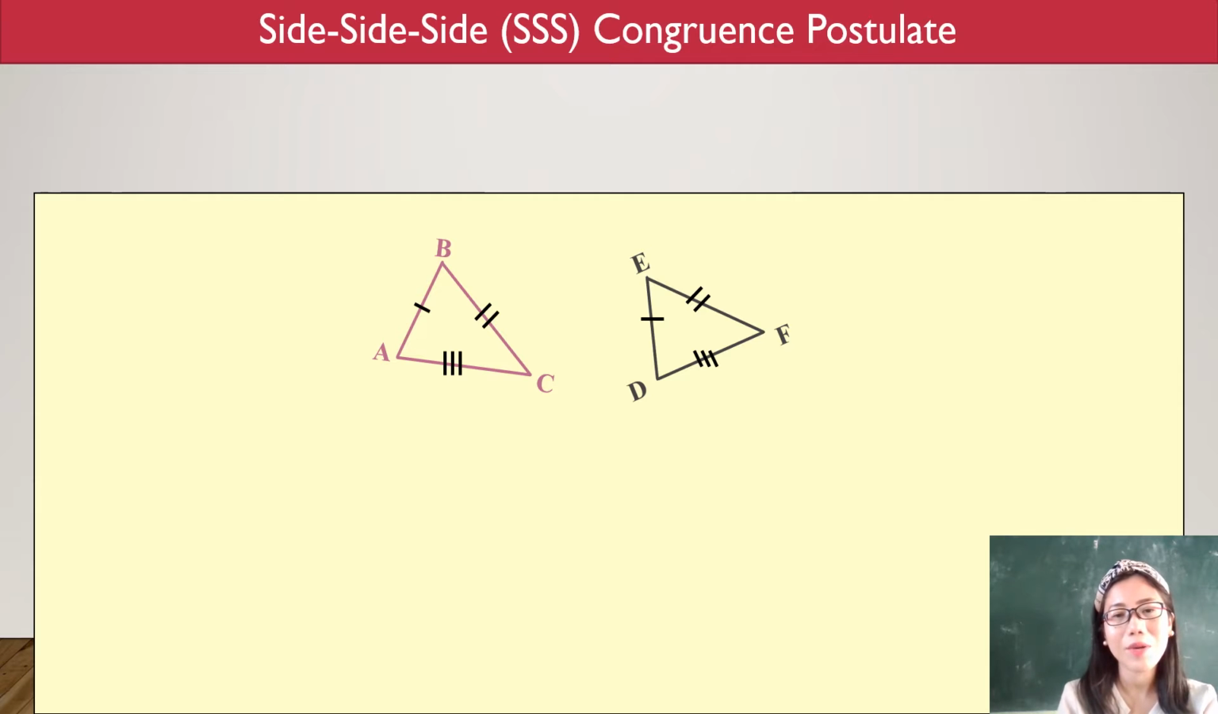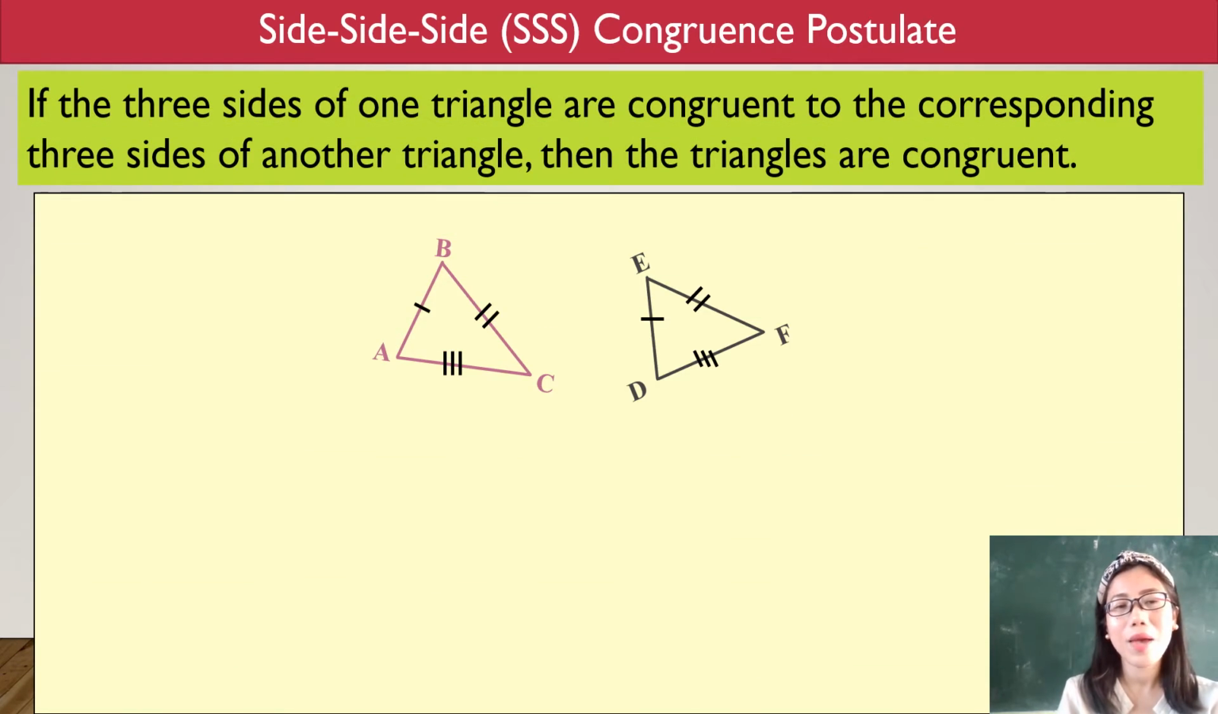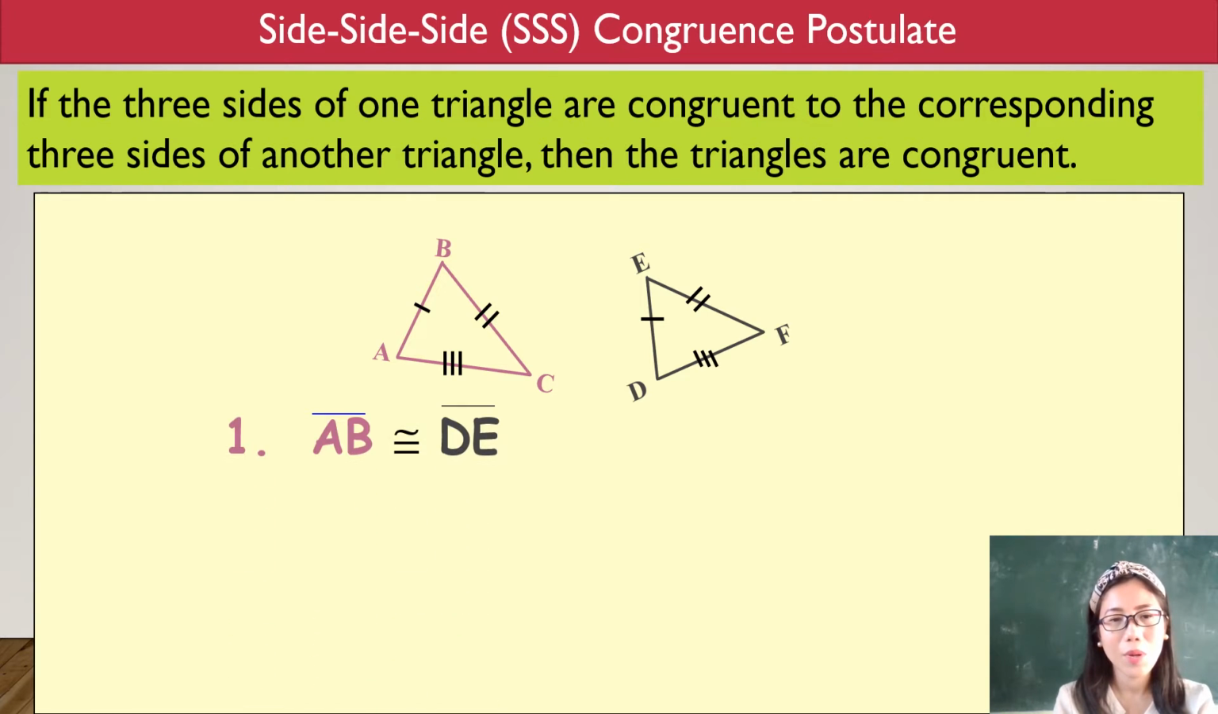As you can see here, you have your two triangles. Let me describe the SSS Congruence Postulate. If the three sides of one triangle are congruent to the corresponding three sides of another triangle, then the triangles are congruent. So you have here triangle ABC and triangle DEF. The condition for this postulate is that you need three corresponding sides that are congruent. Then you can prove that the two triangles are congruent.